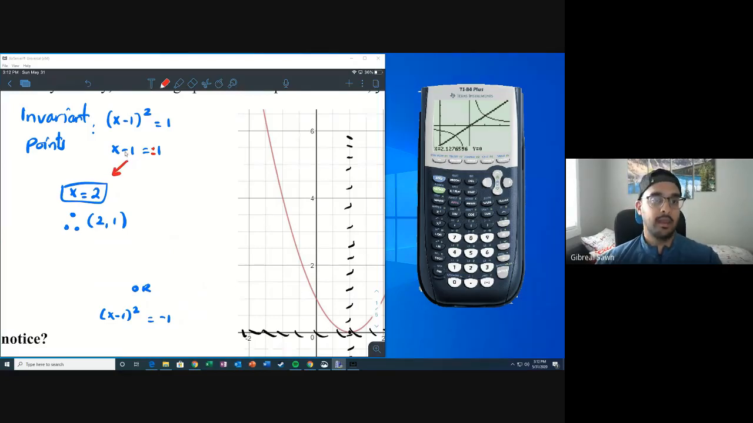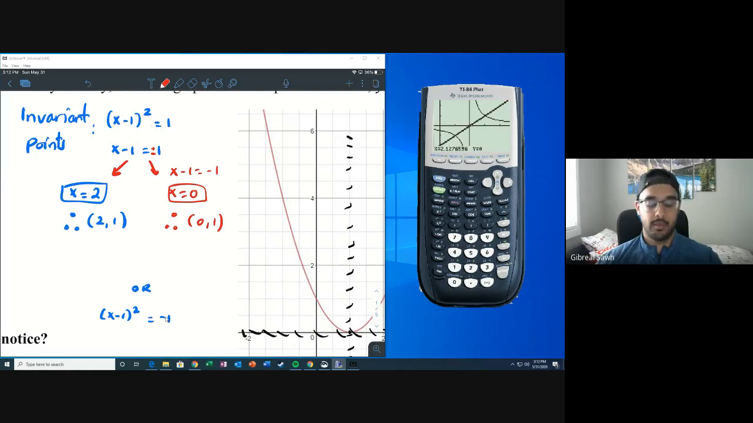So on the one hand, if I use the +1 version, the principal root, and add 1 to both sides, this is going to give me x is equal to 2. The other scenario is x minus 1 is equal to -1. Okay, the other root. If I add 1 to both sides here, this will say that x is equal to 0, which makes my other point 0, 1. So I do have two invariant points coming out of that one case.